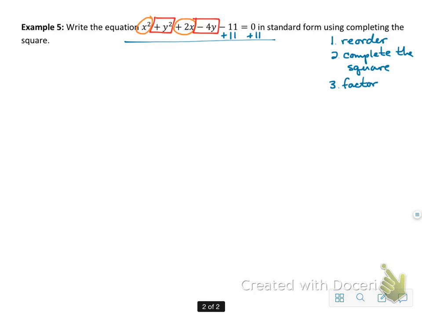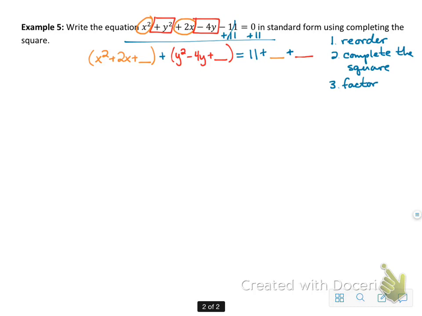So we have in parentheses x squared plus 2x plus a blank, because we need to fill in the space. Then we have our y's, so we have y squared minus 4y plus a blank, because again we need to fill in the space. And that equals, those cancel, and we get 11. Well, we get 11 plus our orange blank, and then plus our red blank. Okay, because when we added it to one side, we have to add it to the other. Now, remember, you half it, you square it and you add it to both sides.